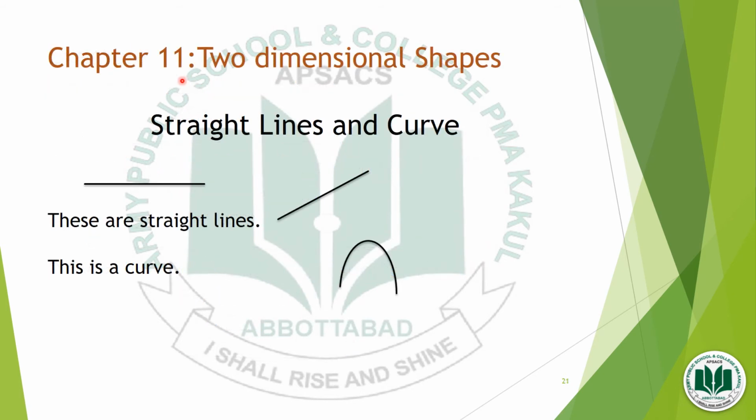Here we have a new chapter, chapter 11, two-dimensional shapes. It is a very interesting topic and you will enjoy this. First we will discuss what is a straight line and a curve. These are called straight lines. These are called straight lines and this is a curve. Again, this is a straight line and this is a curve.